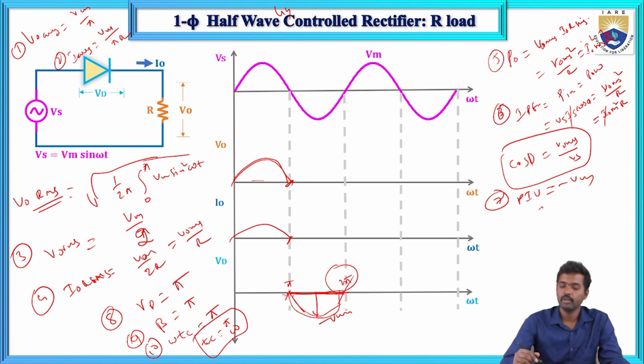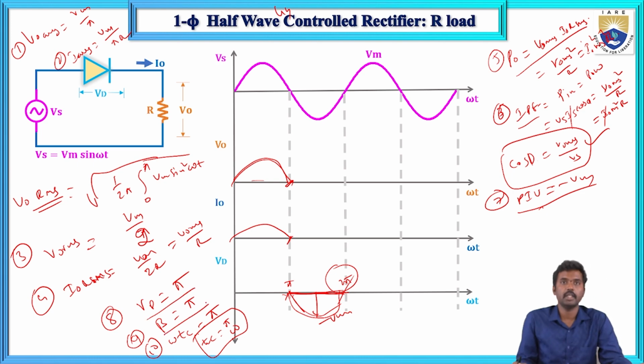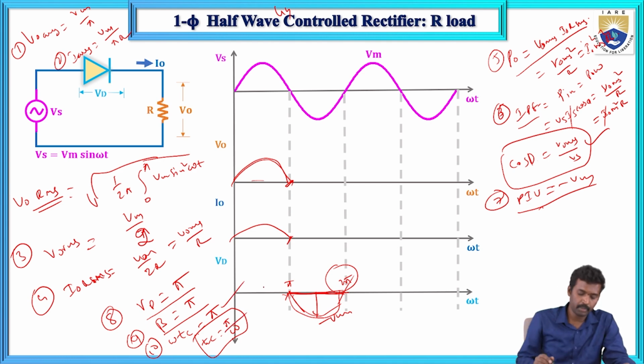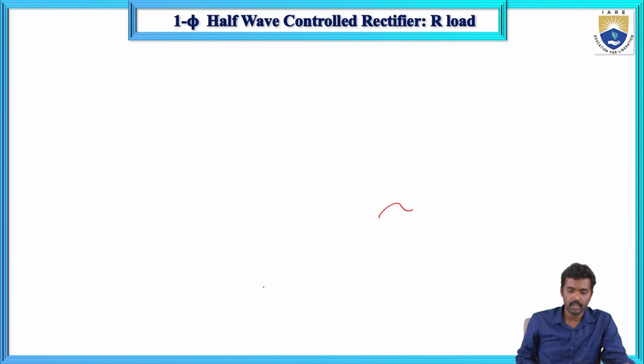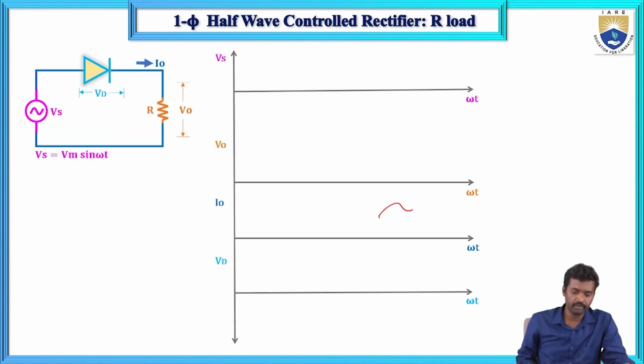And next, the fifth question is the output voltage, input power factor, and peak inverse voltage, which is minus Vm. The diode conduction time is pi, and the diode is conducting up to pi. And what about the circuit turn-off time? Pi by omega. So now here, this is the uncontrolled rectifier only.